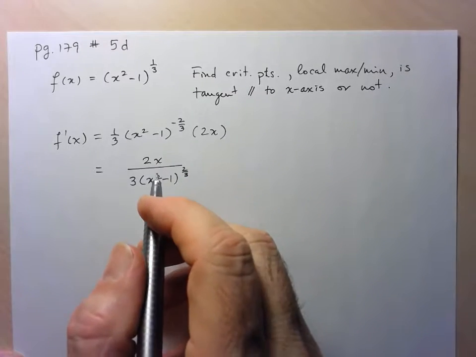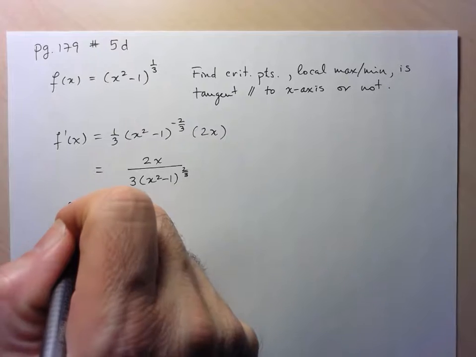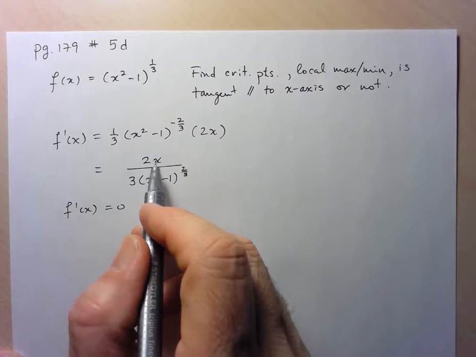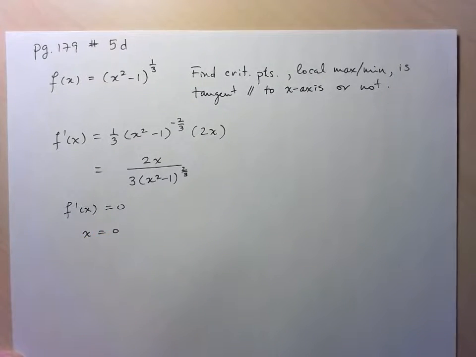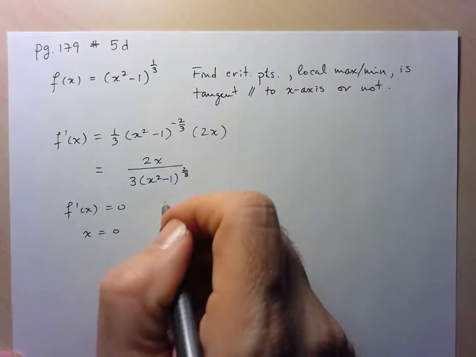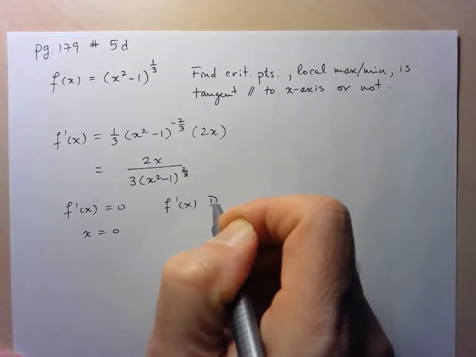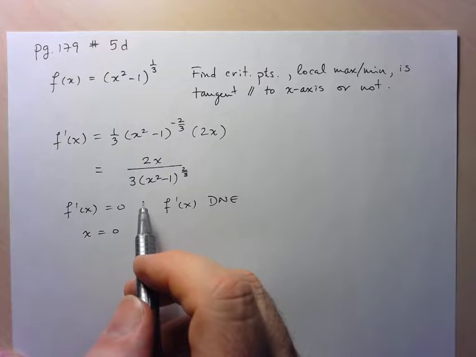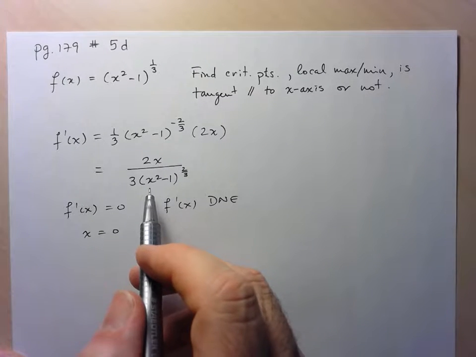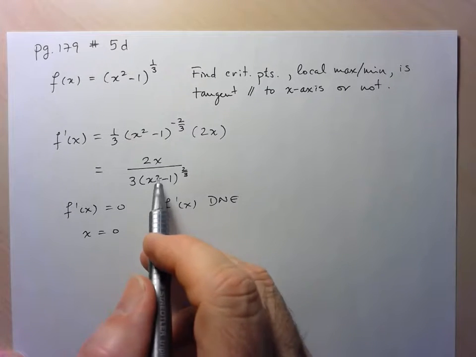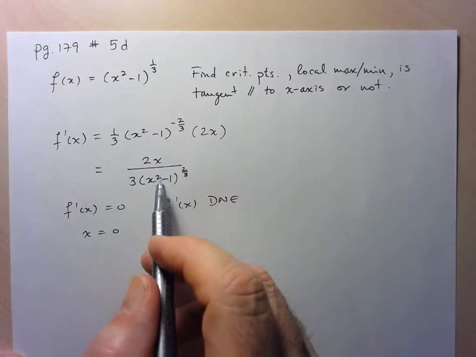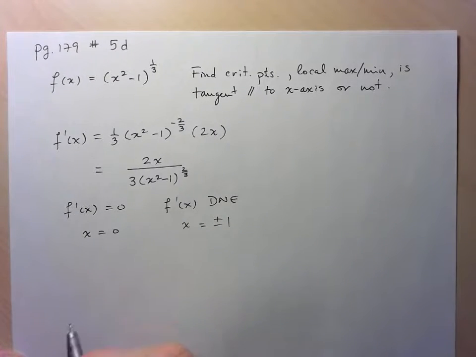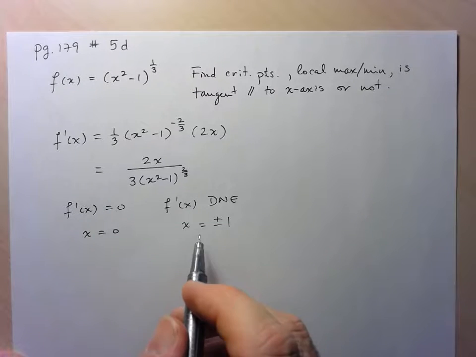In order to find the critical points, we have to determine when f prime of x is equal to 0. Since we have a fraction, the numerator needs to be equal to 0, so x equals 0 satisfies that condition. For the derivative to not exist, again, because we have this expression with just powers of x, we just have to check when the denominator is equal to 0. So when x squared minus 1 is equal to 0, in other words, when x is equal to plus or minus 1. So these are going to be our critical points.